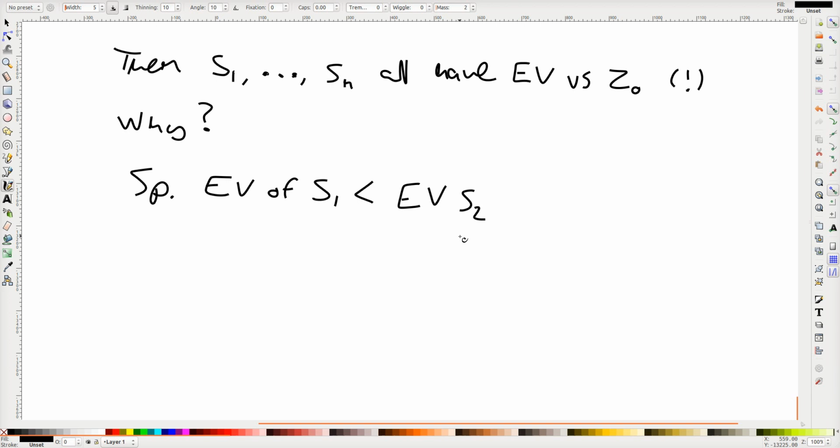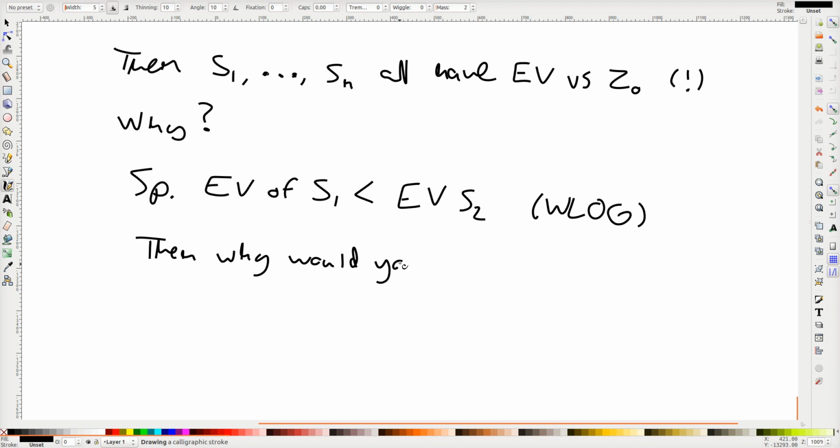So as long as two of the EVs are not the same, just shuffle around what you call them until the EV of S1 is less than the EV of S2. So this is without loss of generality. We can assume that the EV of S1 is less than the EV of S2. Then the question is, why would you ever play S1.